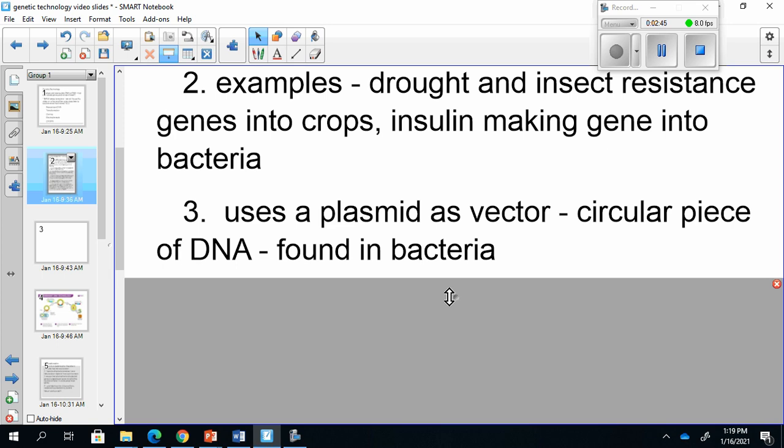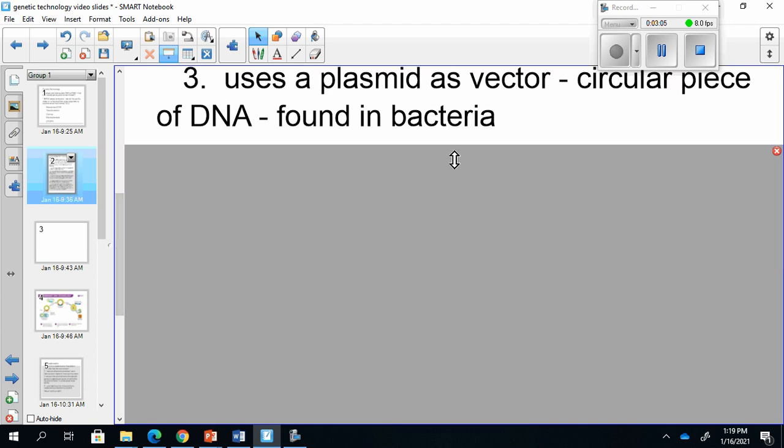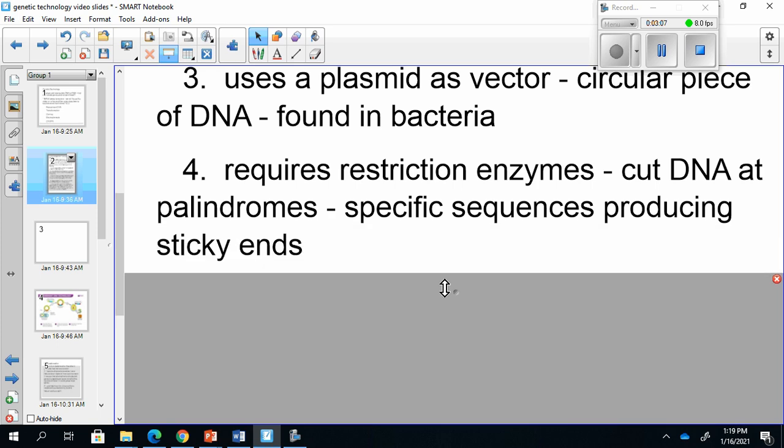All right, next one. The thing about recombinant DNA is you have to have a plasmid as a vector. A vector is a way to transport and bring something into a cell. So plasmids are perfect because those are circular pieces of DNA. They're the extra DNA that you find in a bacteria. So you're going to use a plasmid when you do recombinant DNA.